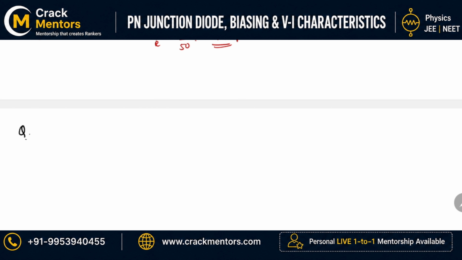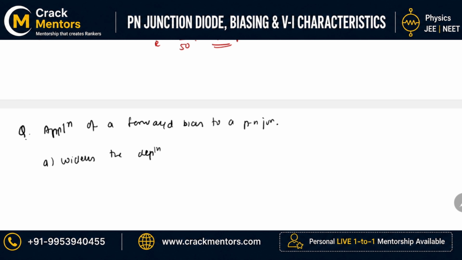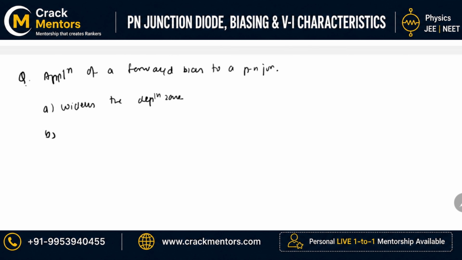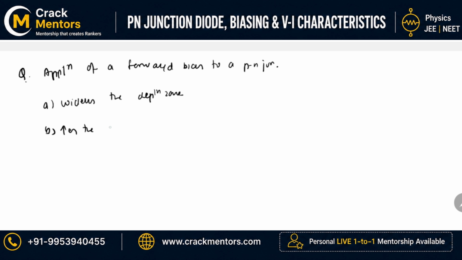So the next question is something like this. This is the question that you should know. What is the application of forward bias to a PN junction? Option A, widens the depletion zone. Option B, increases the potential difference across the depletion zone.